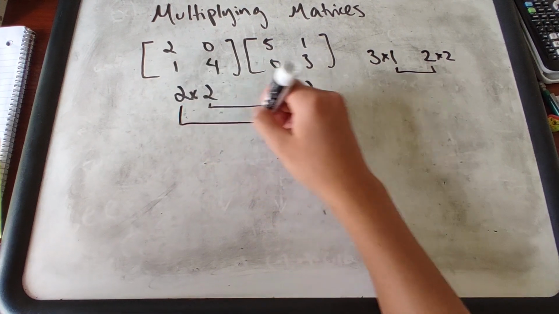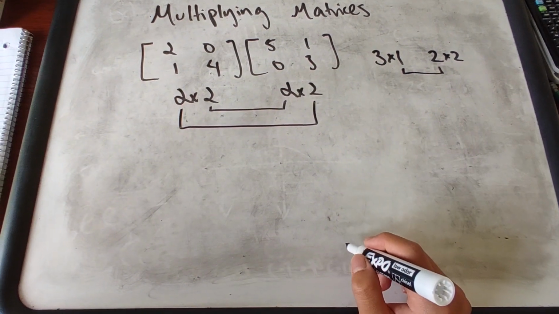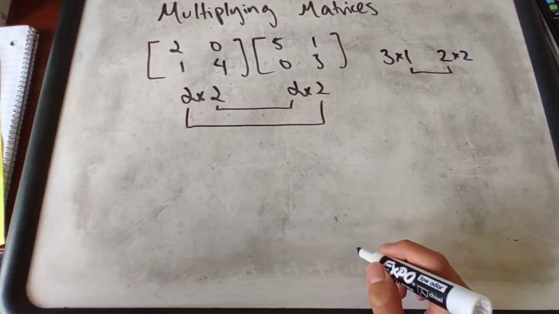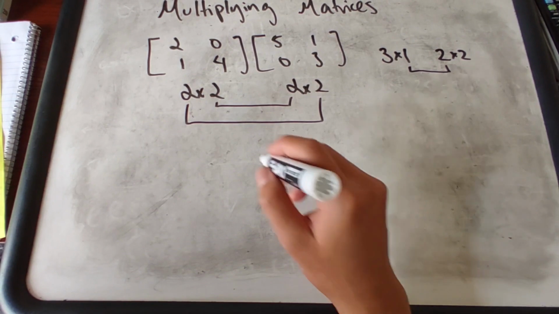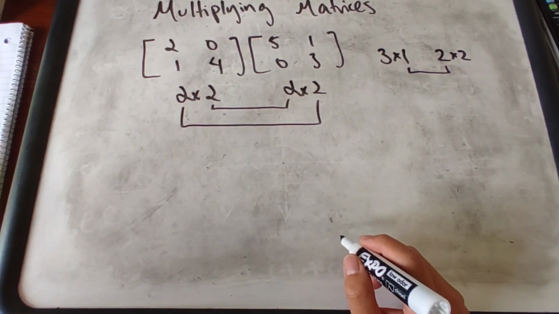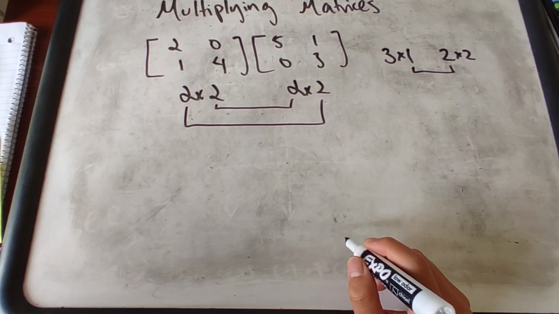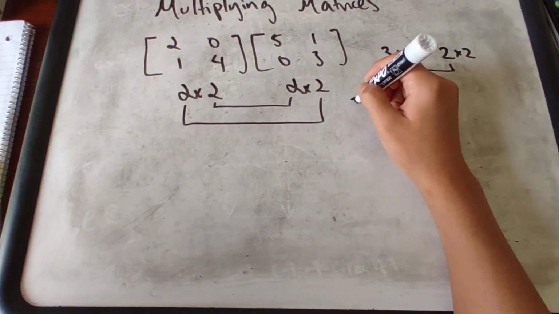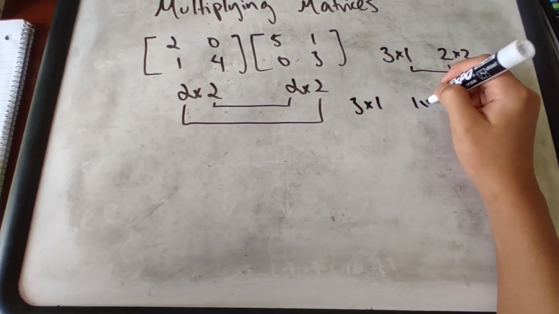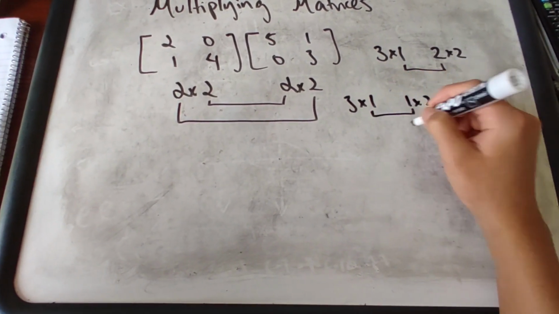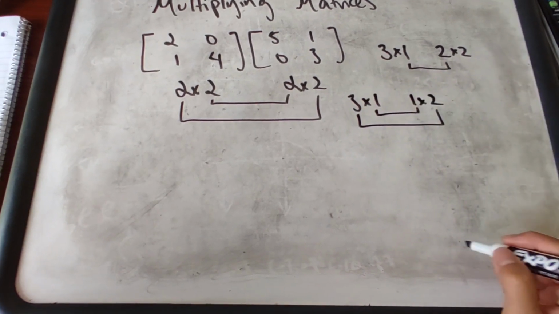And the values out here are going to be the dimensions you end up with. So multiplying a 2 by 2 matrix by a 2 by 2 matrix would give you a 2 by 2 matrix. But if you have a 3 by 1 and a 1 by 2, these two match up and you end up with a 3 by 2 matrix at the end.